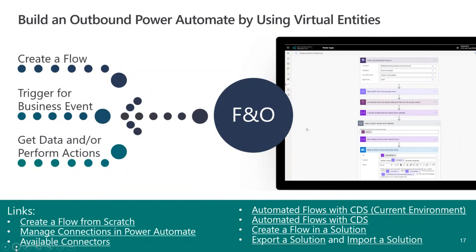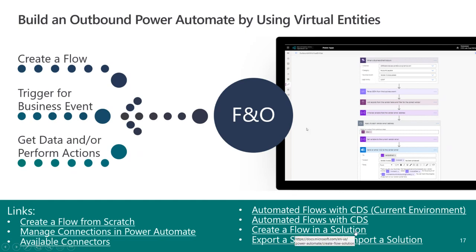For the outbound example of the Power Automate that was using virtual entities in my example, you're going to start by creating a flow, and the trigger for your flow is going to be a business event. At this point, that business event is the finance and operations business event. At some point, we will have new business event capabilities inside of the Common Data Service, but for now, you have to use the 'when a business event occurs' trigger in finance and operations.